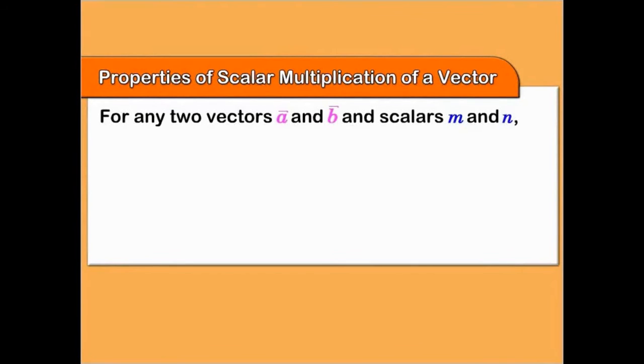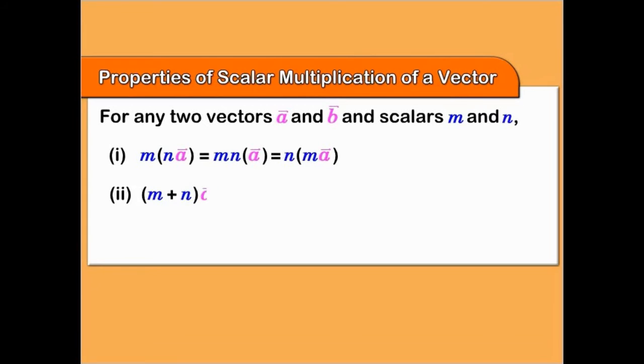For any two vectors A and B and scalars m and n, m times n of vector A is equal to mn of vector A, which is further equal to n times m of vector A. (m plus n) whole times vector A is equal to m times vector A plus n times vector A. m times (vector A plus vector B) is equal to m times vector A plus m times vector B.